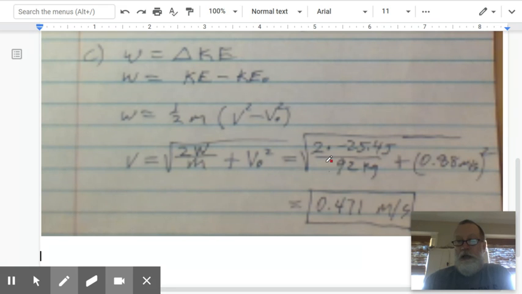Plugging the numbers in, we have 2 times negative 25 divided by 92 plus 0.88 squared, and then take the square root of that. And we end up with 0.471 meters per second.